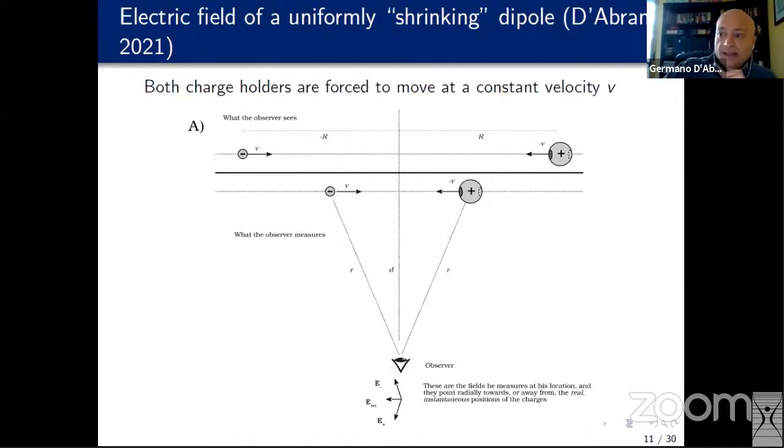Now let's apply this field property to equal and opposite charges. These charges, one positive and one negative, are forced to move at a constant velocity, one towards the other. This is a sort of shrinking electric dipole, or if you want, a vanishing electric dipole. The charges start at a distance r from the meeting point. The meeting point is here, more or less, and they move at a constant velocity v, one towards the other, and an observer is placed at a large distance d from the meeting point.